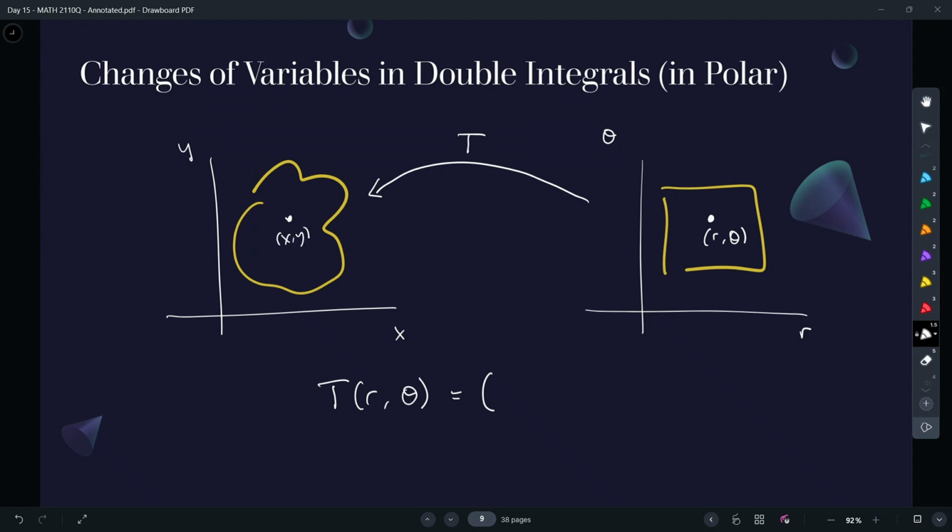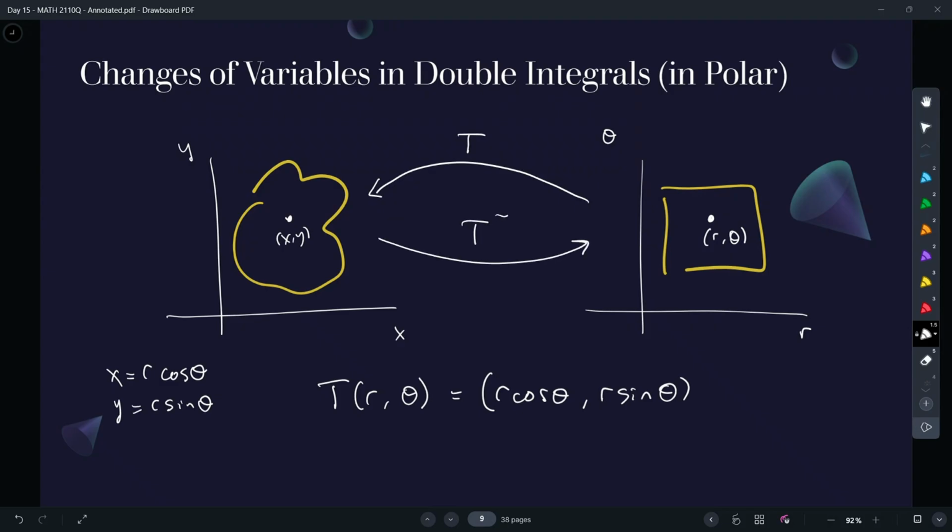But remember that we know how to find x from r and theta. It's r cosine theta, and y is r sine theta. So the coordinates of that map are like this. So it is sending one point in r and theta to a point in x and y. And this map goes both ways.